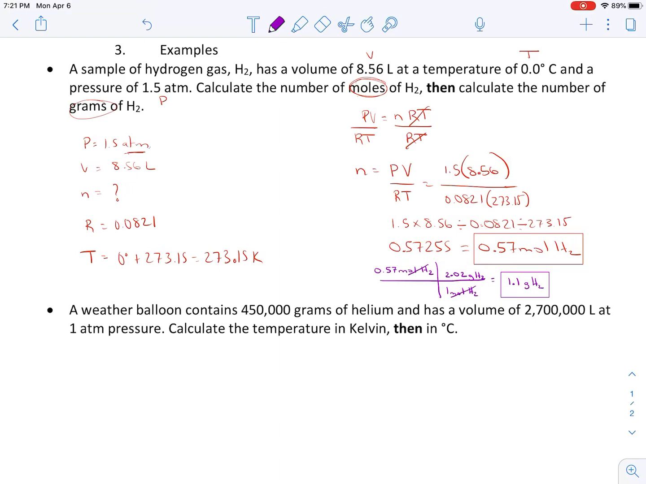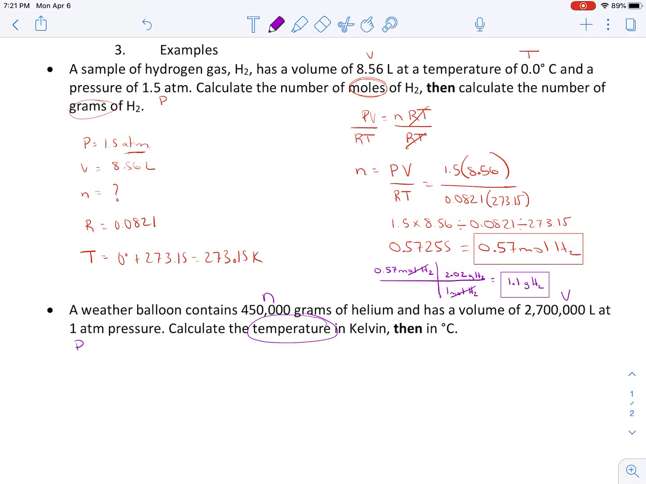Let's try one more. This one is where we're going to solve for temperature. If we read through it, we're actually going to start with grams, so we got to do that math too. So we have grams here, which we can get to moles. 450,000 grams, we can get to moles from there. So I'm going to put an N above that. We have a volume of 2,700,000 liters. We have a pressure of 1 atm, and we're supposed to find our temperature in Kelvin, and then we're going to take it to degrees C.